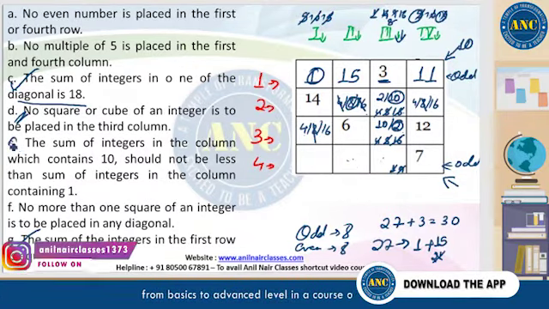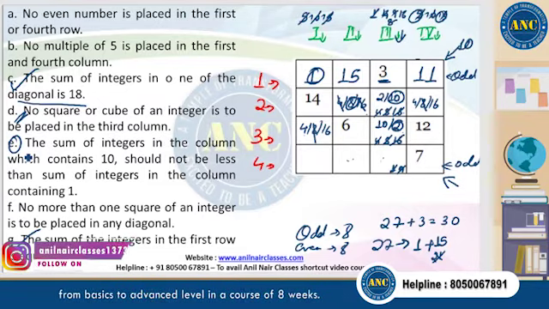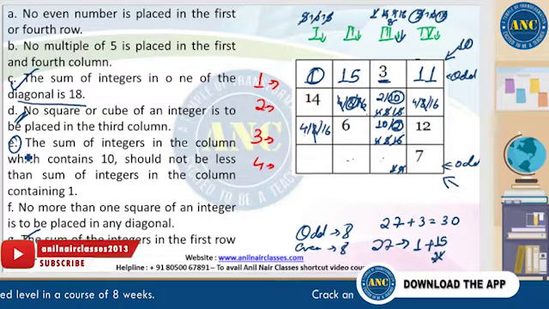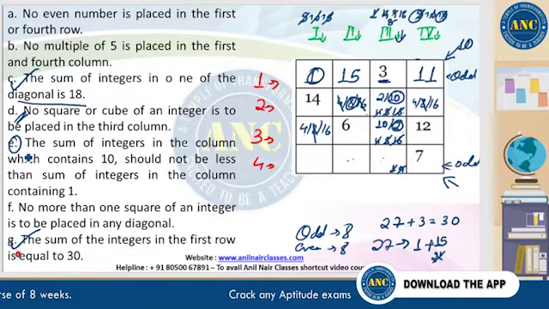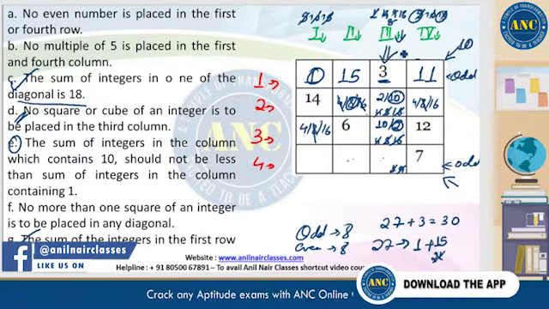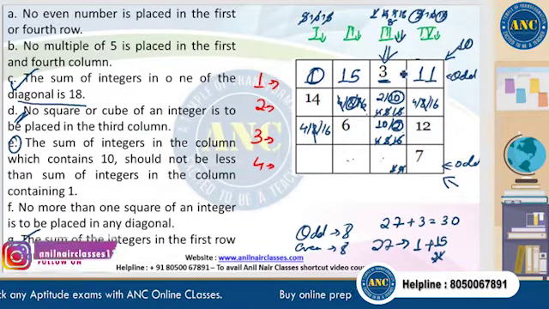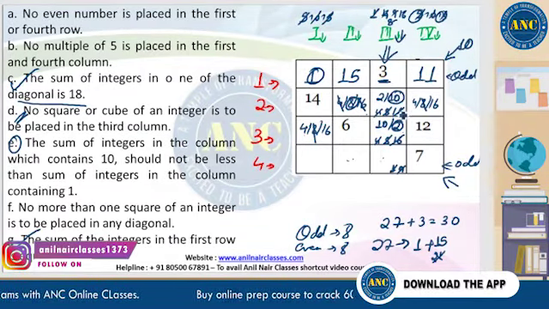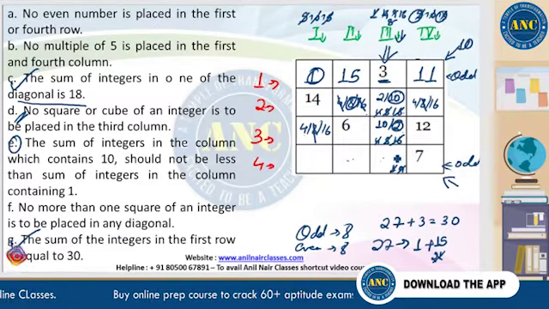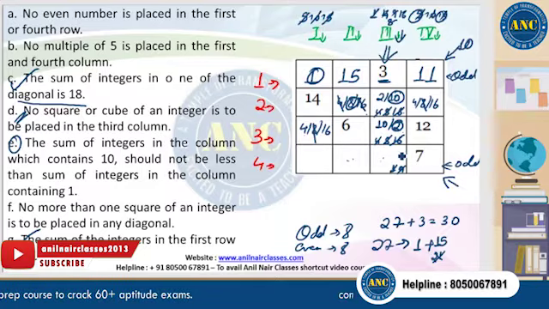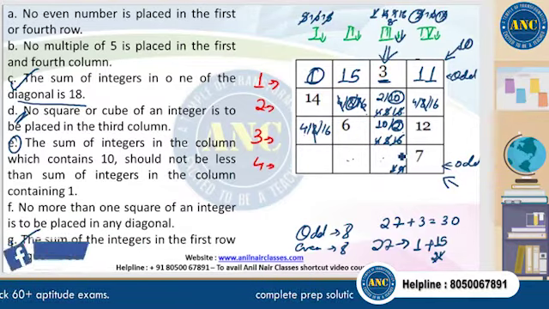This statement E is going to give us the head start, or the final touches, here. The sum of integers in the column which contains 10, that's this column, is 3 plus 10 plus 2 plus some number, and it should not be less than the sum of integers in the column which contains the number 1.